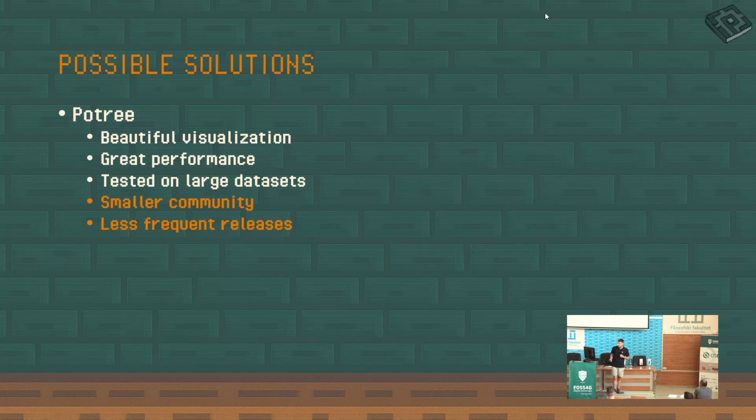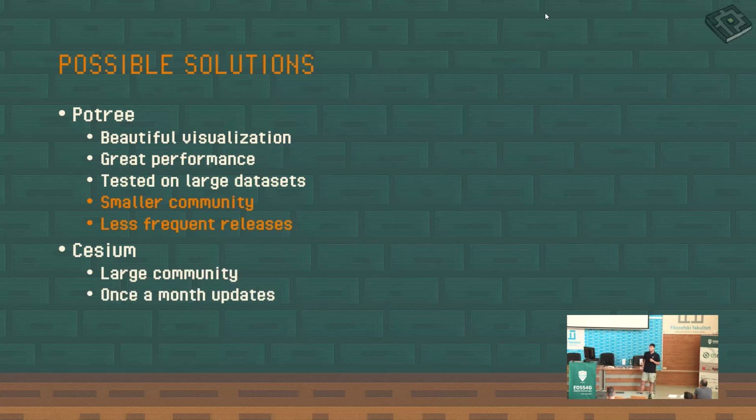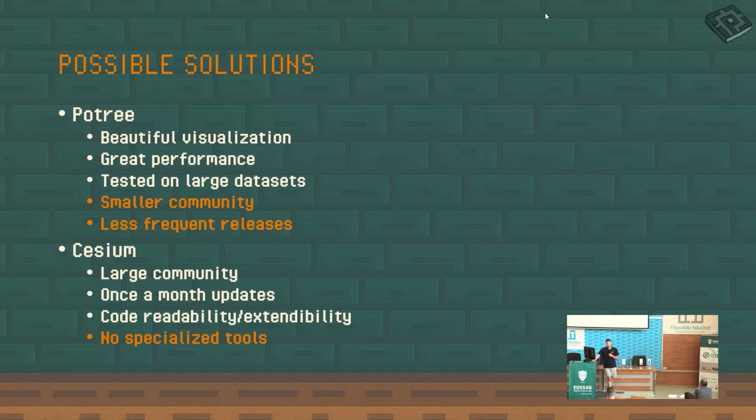The other option for us was to use Cesium. Cesium has a large community. It has once a month updates. It also has quite good code readability and extendability, but there are no specialized tools for measuring, changing visualization, coloring, and stuff like that.